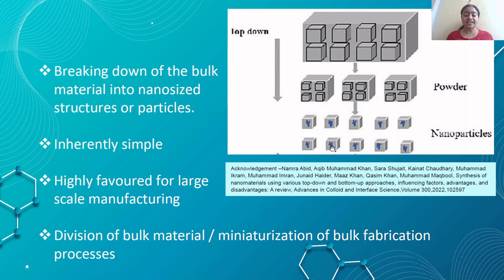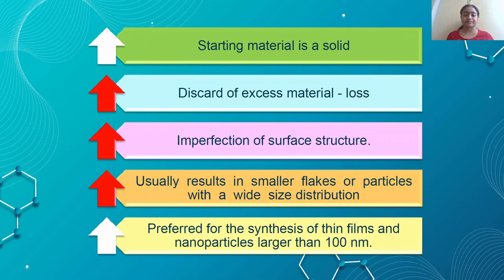This approach is inherently simpler in the sense, even though we have different techniques, all of them are concerned with breaking bigger particles into smaller ones. Hence, it is highly favored for large-scale manufacturing. They depend on either division of bulk material or on miniaturization of bulk fabrication processes to produce desired structure with appropriate properties. We already have so many techniques to synthesize bulk materials. We just miniaturize them for synthesizing the nanomaterials in some cases, not all cases.